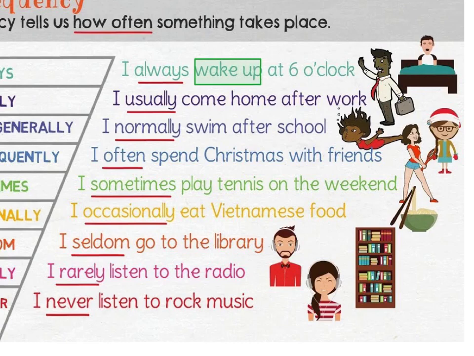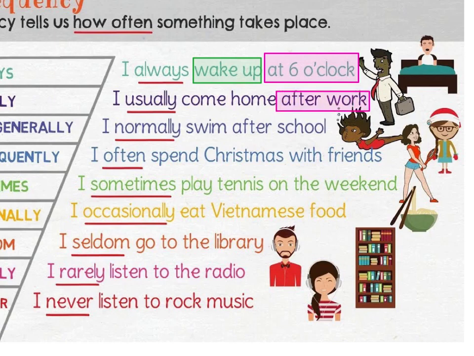So in this sentence, I always wake up at 6 o'clock. There's our verb. When do I wake up? At 6 o'clock. There's our prepositional phrase. I usually come home after work. When do I usually come home? After work. There's a prepositional phrase. I normally swim after school. We can see, what do I normally do? Here's our verb swim. Here's when we normally swim, after school.